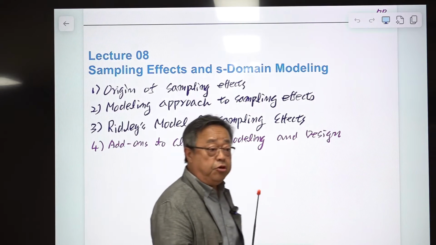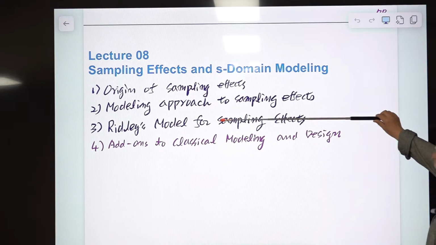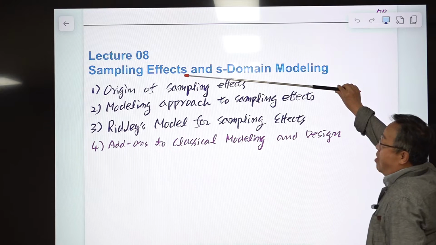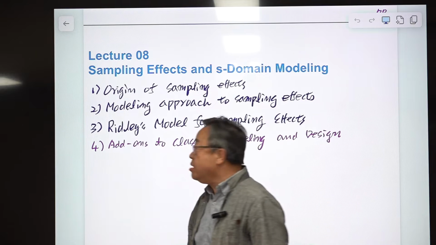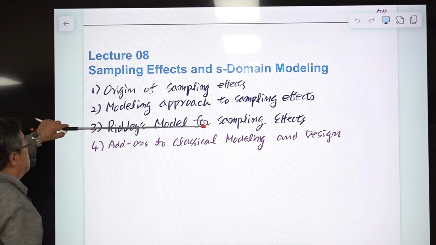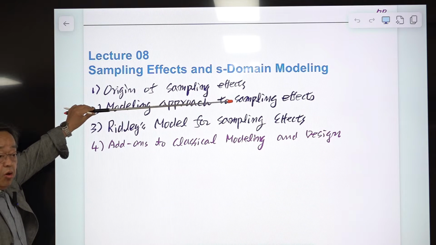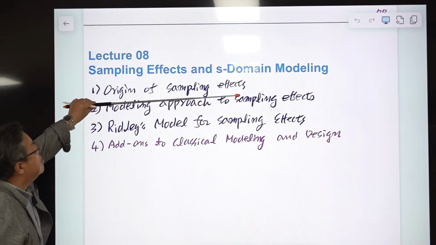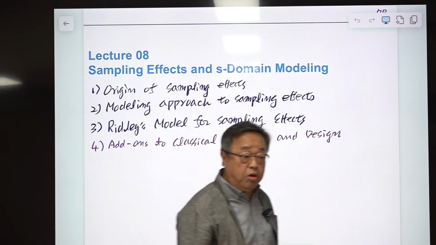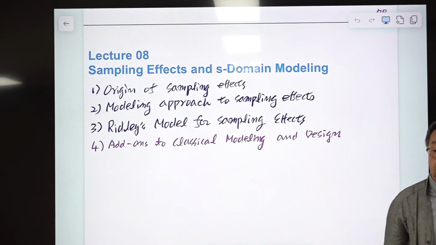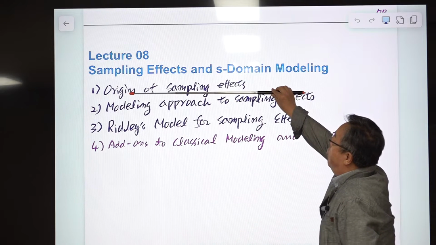Hi audience and students. Today we start talking about the sampling effect of current mode control and its S-domain model. This is a very important and interesting topic. First we'll discuss the origin of the sampling effect, where it is coming from. We didn't mention the sampling effect when we were talking about voltage mode control, but why we suddenly start worrying about it for current mode control will be explained first.